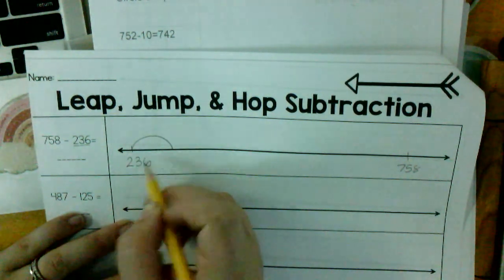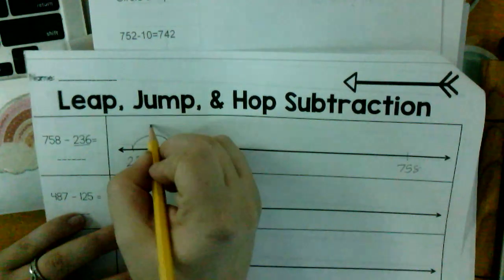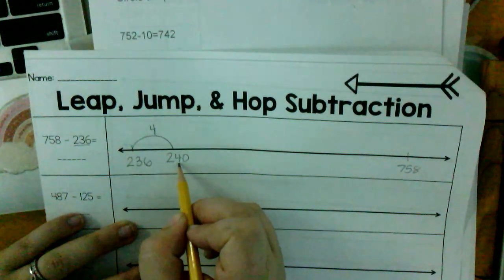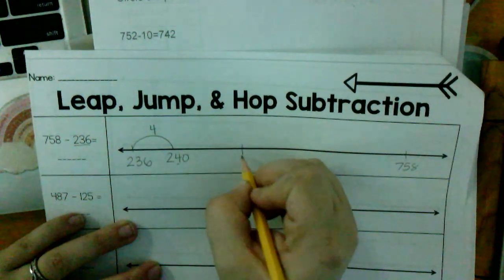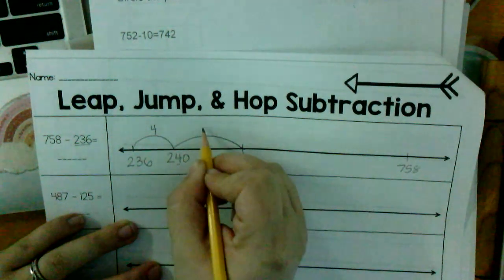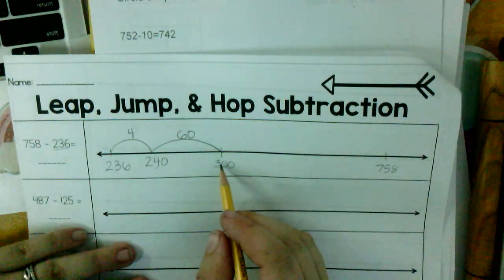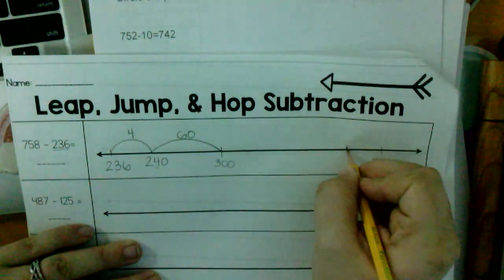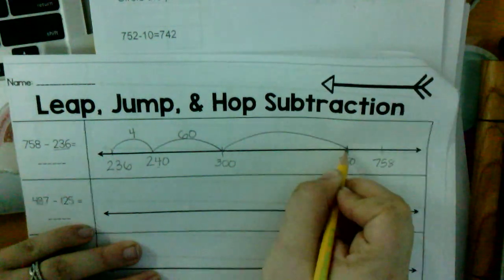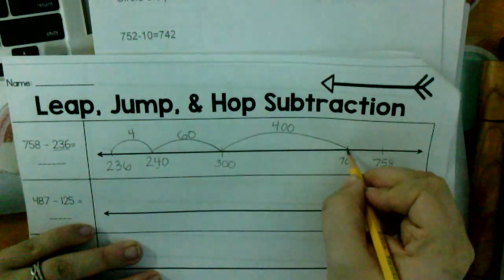So we need to get from 36, we want to get to 240. How many would we need? 4. Then, now that we're at the next 10, let's get to the next 100. To get from 40 up to the next 100, we would need 60. Now we're at 300. We're going to try and get up to 700. So they need to jump 400. And then 58.